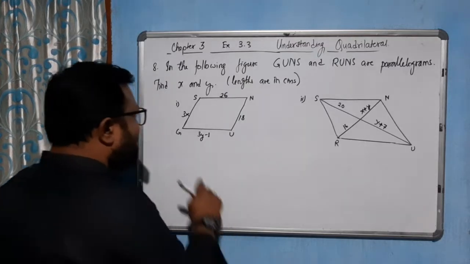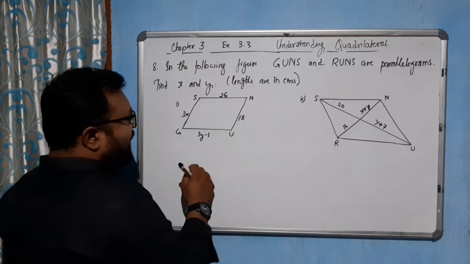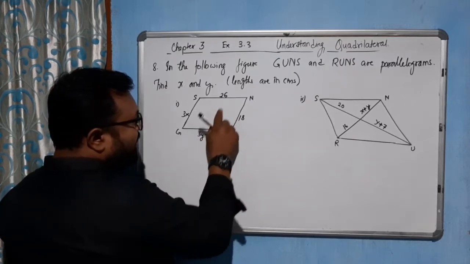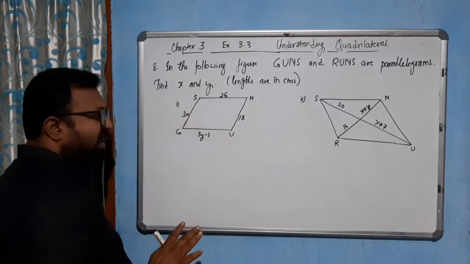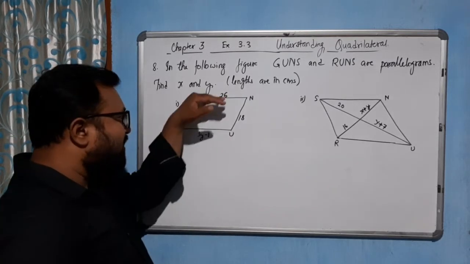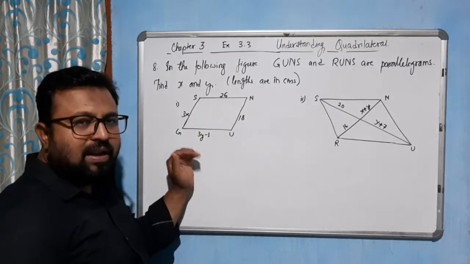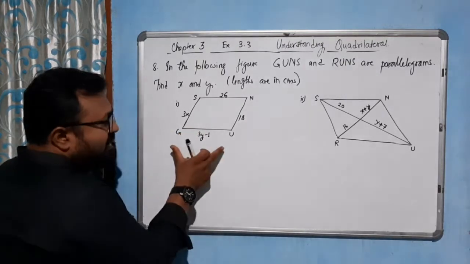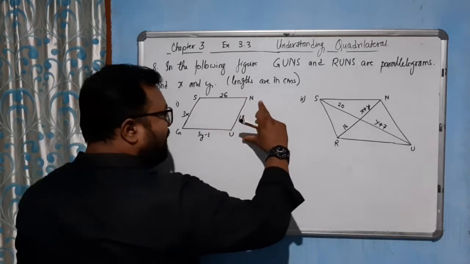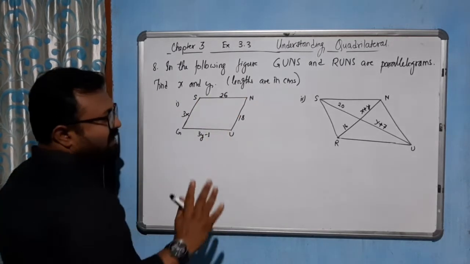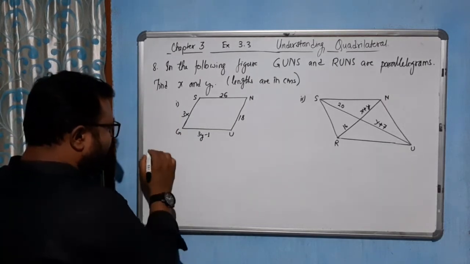See, in the first one, if you see GUNS, the sides given are 26, 3y minus 1, 18 and 3x. And we know that in a parallelogram, opposite sides are equal. They are parallel and they are equal also. It means GU is equal to SN and NU equal to SG. So this we can find out. Let's solve this one first.